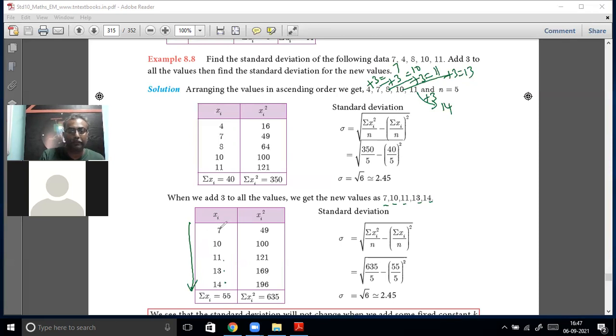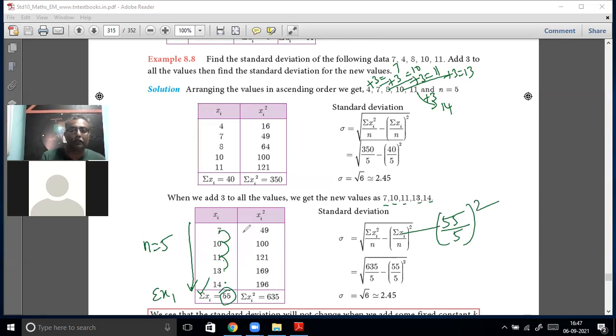Now again n is equal to 5, as usual. Now sigma x of i: 14 plus 13, 27. 27 plus 11, 38. 38 plus 10, 48. 48 plus 7, 55. This is correct. Sigma x of i is equal to 55, and n is equal to 5. So this will be squared.